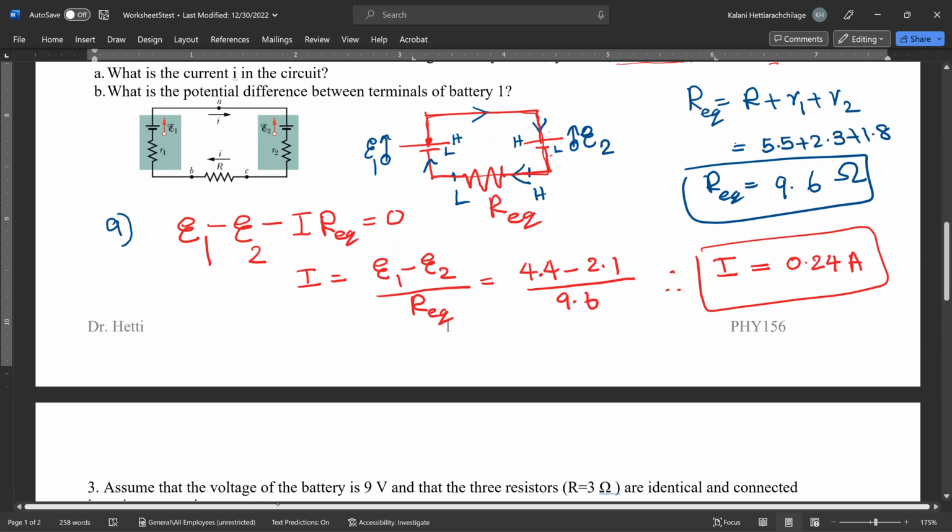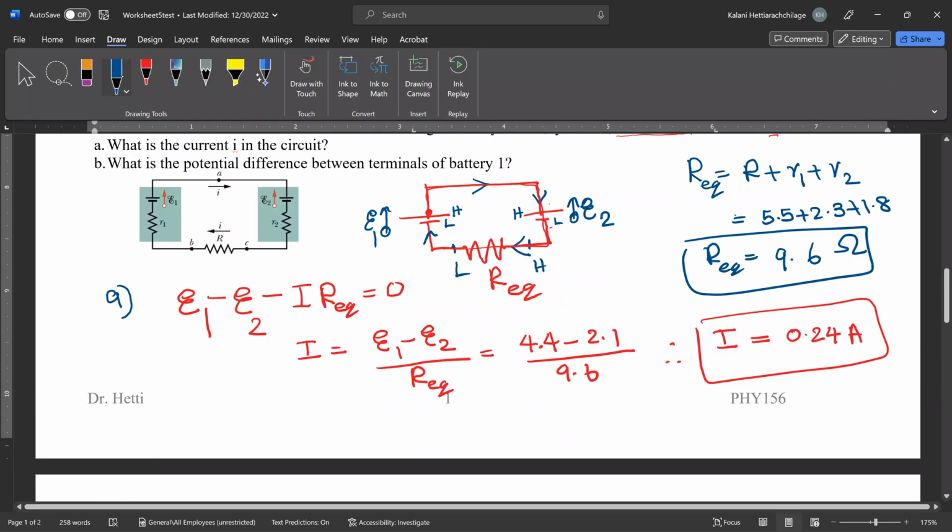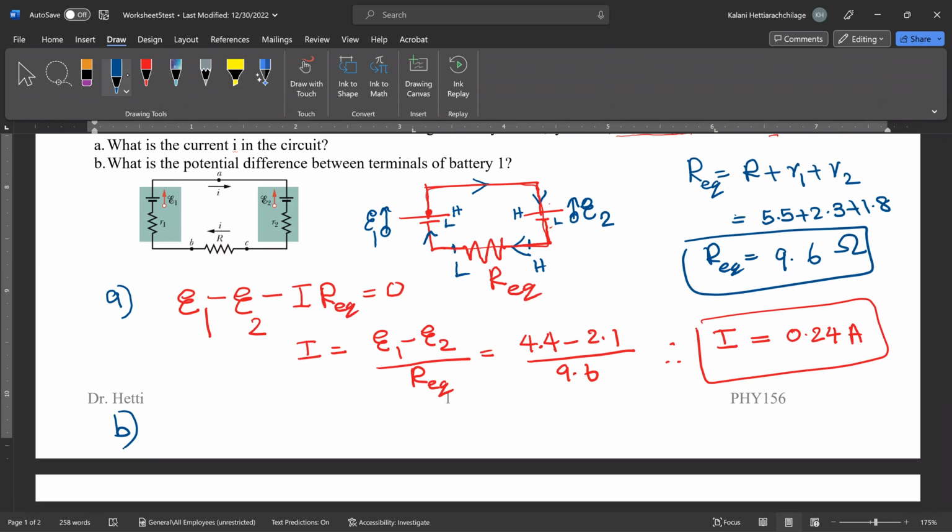Okay, let's see if we can do part B on the bottom here. Now part B is asking, what is the potential difference between the terminals of battery 1? So we need to calculate the potential difference from here to here, right?